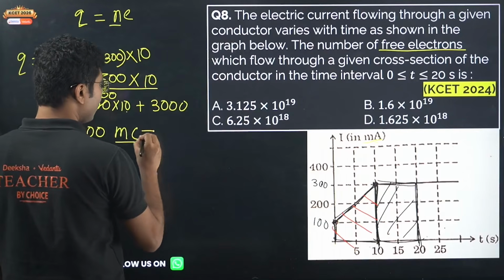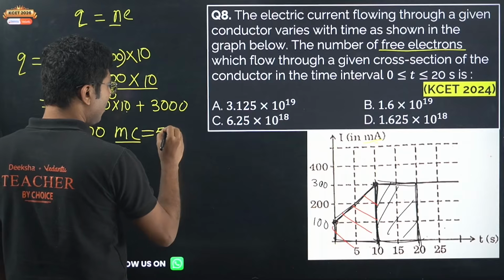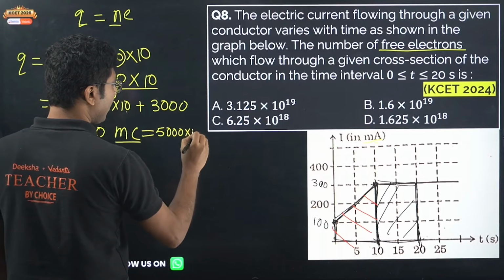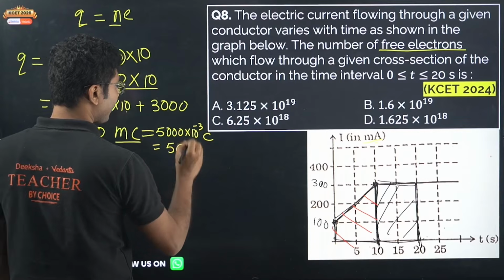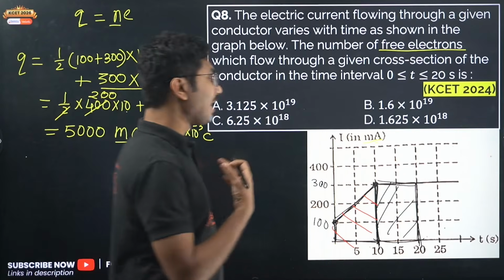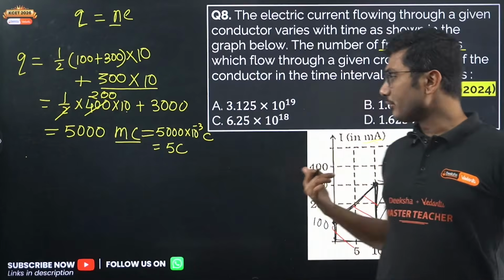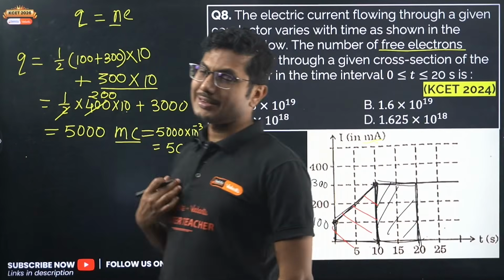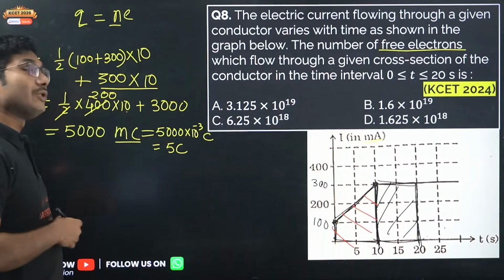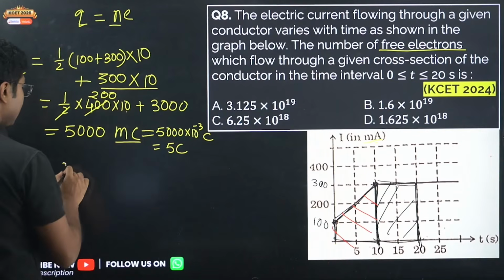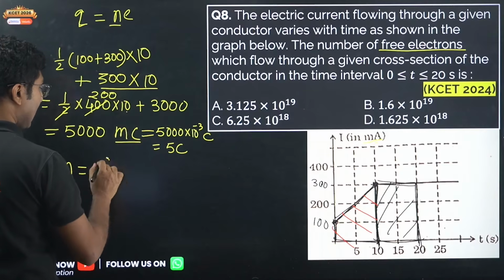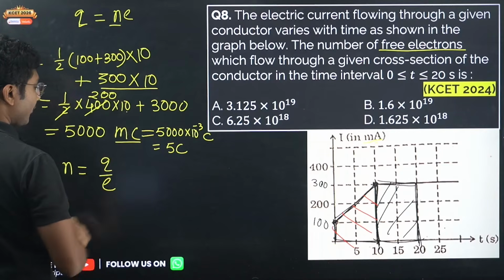To convert it into coulombs, what do we have to do? We have to multiply with 10 to the power of minus 3. That is 5 coulomb. So if they ask what is the total charge, you could have easily said the total charge is 5 coulomb. But they ask for the number of electrons. So the number of electrons is given by the charge divided by the charge of an electron.